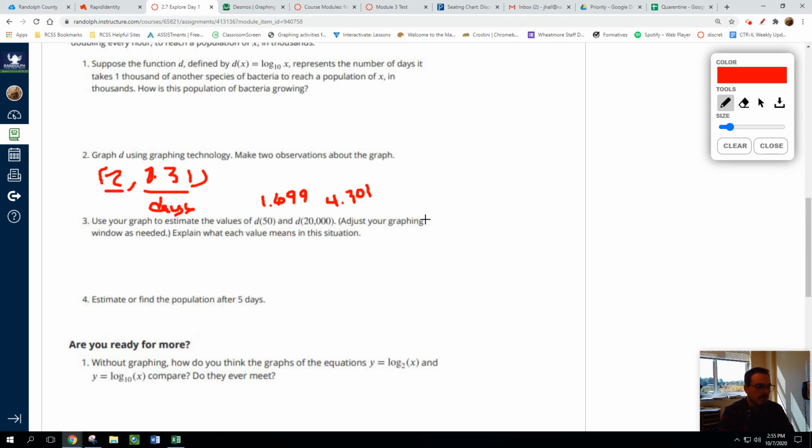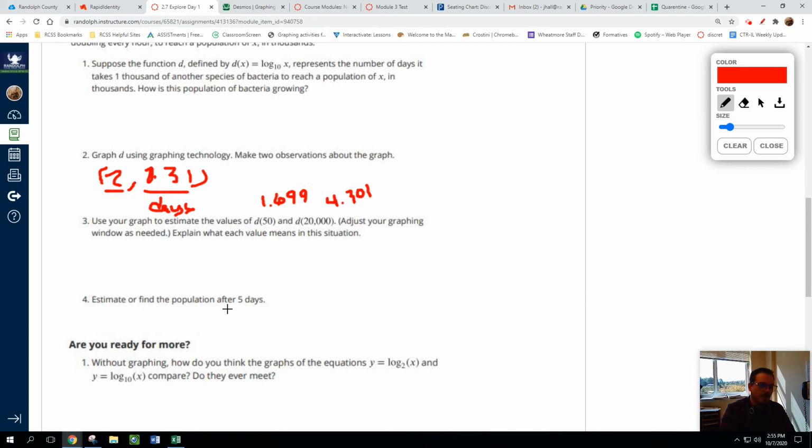So what does this mean in the context of the problem? Well, the y value is how long it takes to get the x value. So it takes 1.699 days to get 50,000 bacteria. It takes 4.301 days to get 20,000 bacteria.